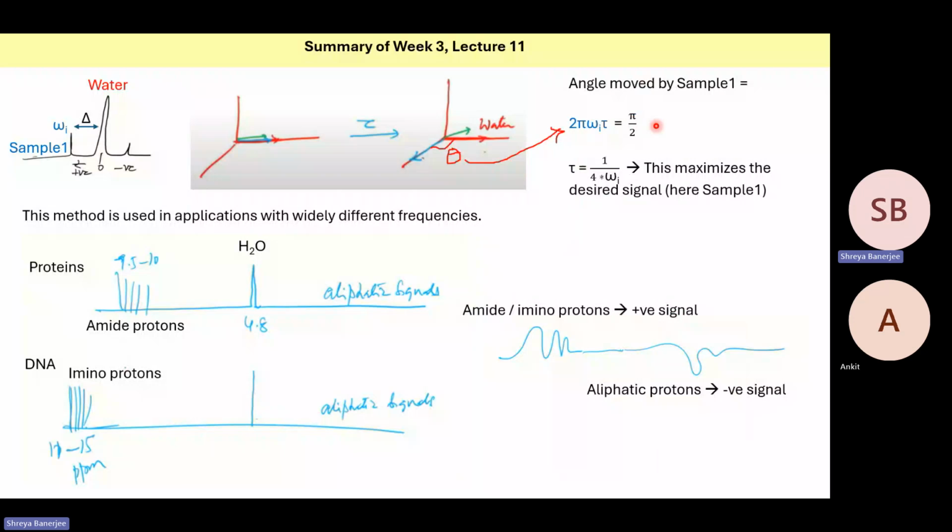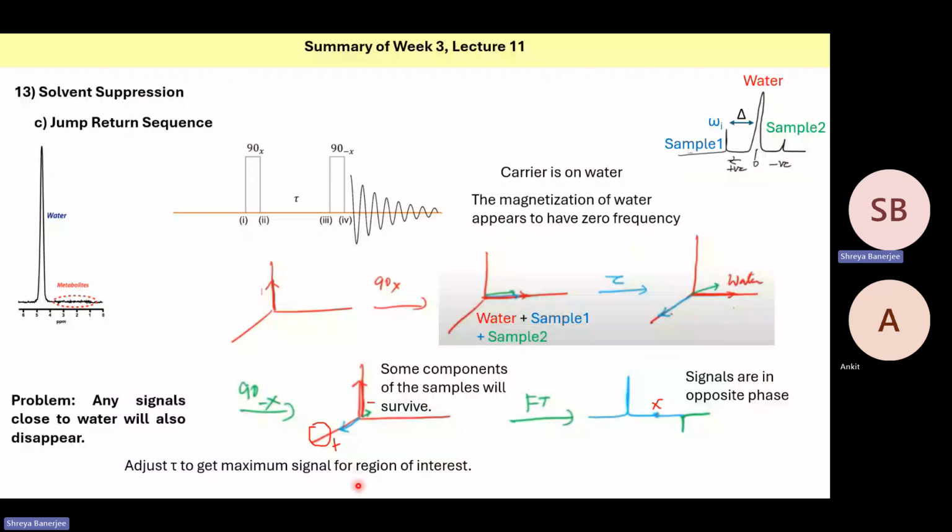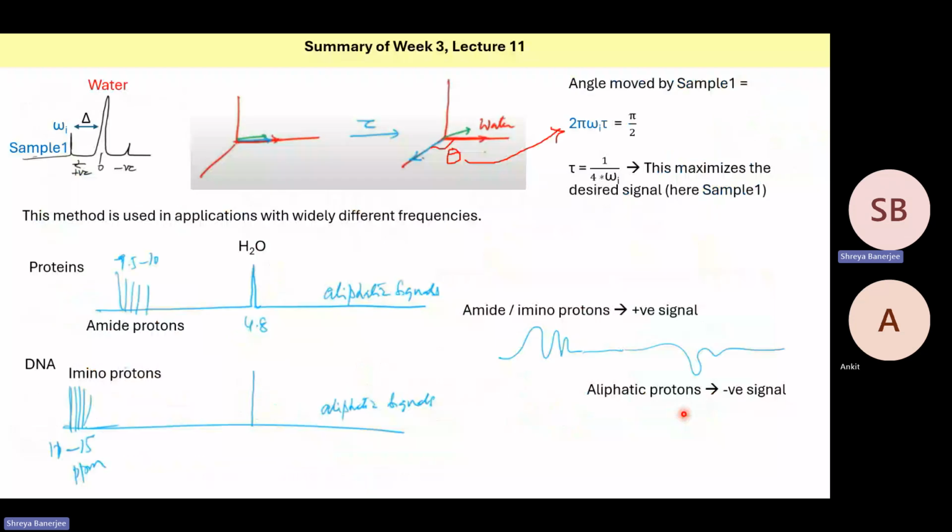So the condition, like I was asking in this slide, is what tau should be set to have the maximum intensity signal? This is how you find that tau. You use this equation, 2 pi omega 1 tau, that is the angle traveled by the magnetization, is pi by 2. Because if it is pi by 2, it will be along the x-axis where your detector is. And so you rearrange this and you get tau is 1 by 4 omega. If you set the tau at this time, it will maximize your desired signal.